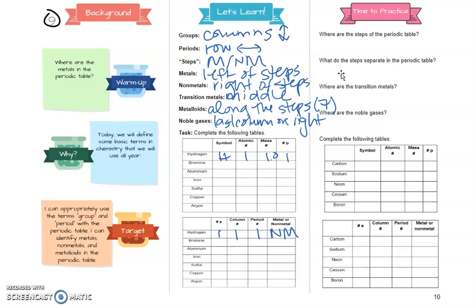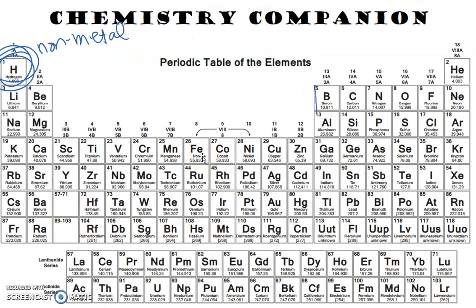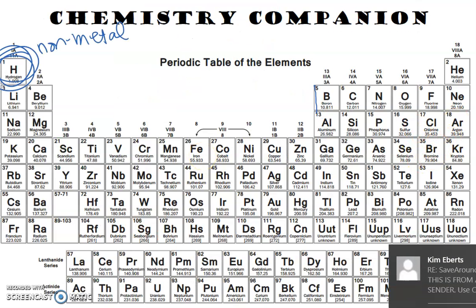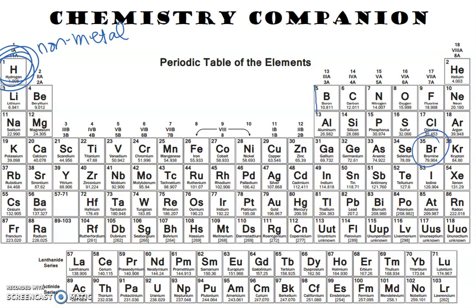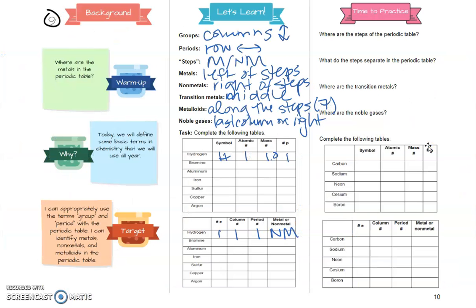Next one is bromine. So we look on the periodic table. Here's our bromine. So over here, 35. 35 is that atomic number, the mass number of 79.9. That's what we're writing here. So we go back, we get 35, 79.9. Notice it's Br. Atomic number then is our number of protons, so 35. It's our number of electrons as well.